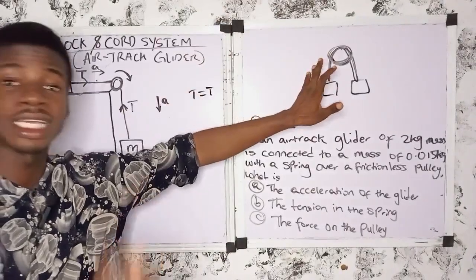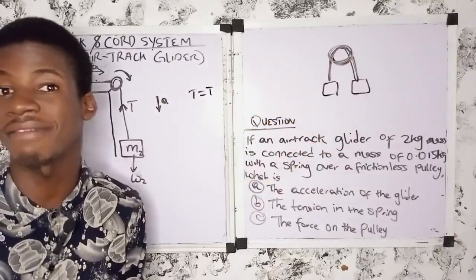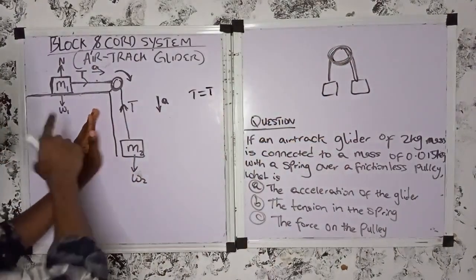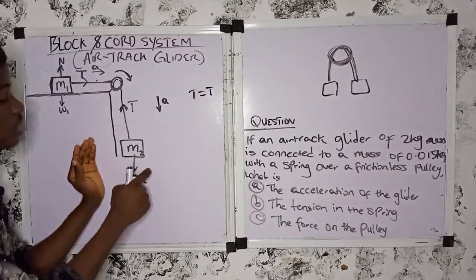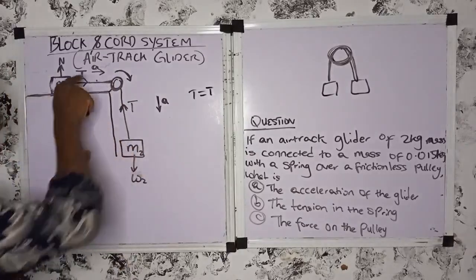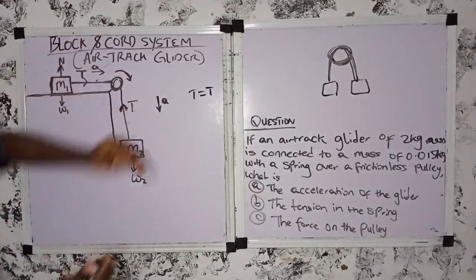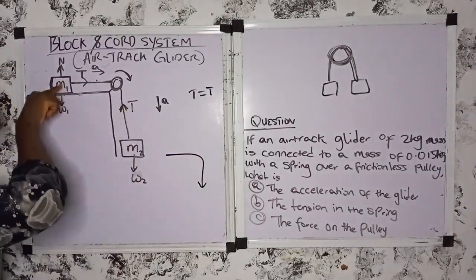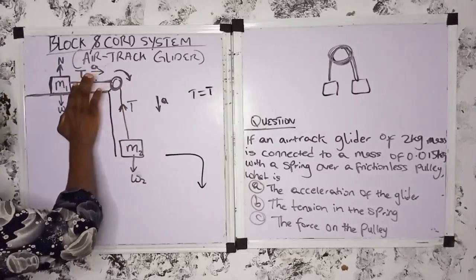Unlike motions of connected bodies, where the direction of motion is determined by the heavier mass, in the air track glider the direction of motion is determined by M2, because M2 is usually suspended. The direction of motion is always like this. M2 is drawing M1. M2 is suspended, and as it goes down, it takes M1 with it.